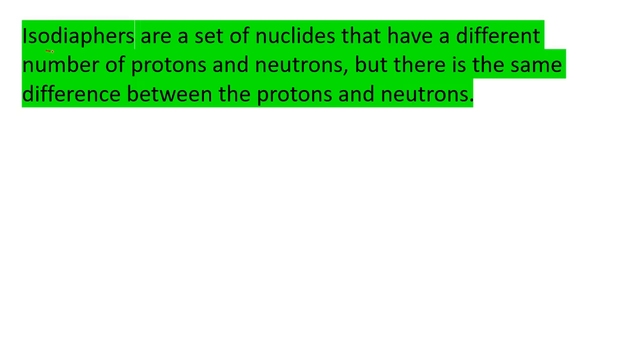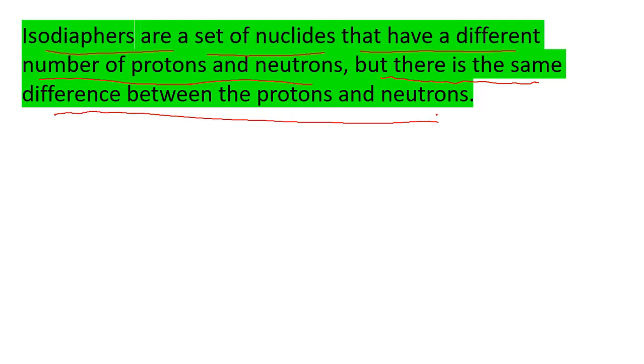If n minus p value is the same, that is also known as isodiaphers. Okay, you can see the definition again. Isodiaphers are a set of nuclides that have a different number of protons and neutrons, but there is the same difference between the protons and neutrons. Okay, so the example is given: 9F19 and 19 potassium 39.